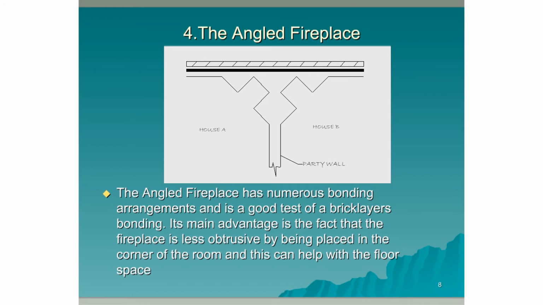The last type here is the angled fireplace. The angled fireplace has numerous bonding arrangements and is a good test of a bricklayer's bonding. Its main advantage is the fact that the fireplace is less obtrusive by being placed in the corner of the room, and this can help with the floor space.